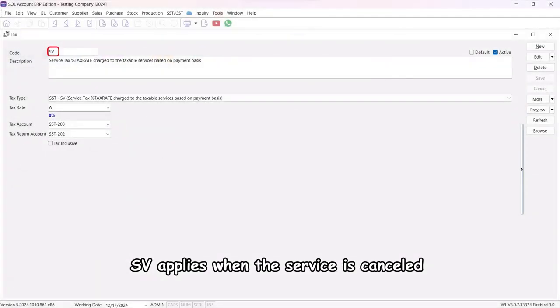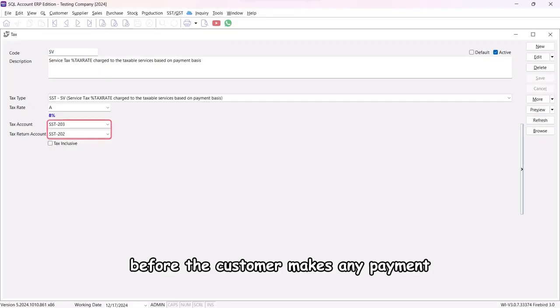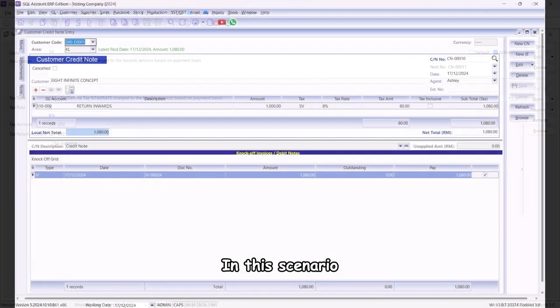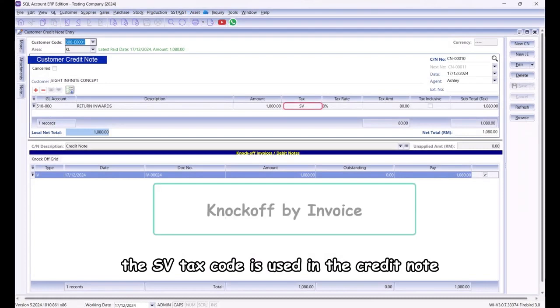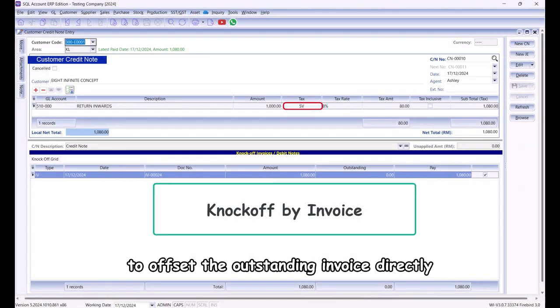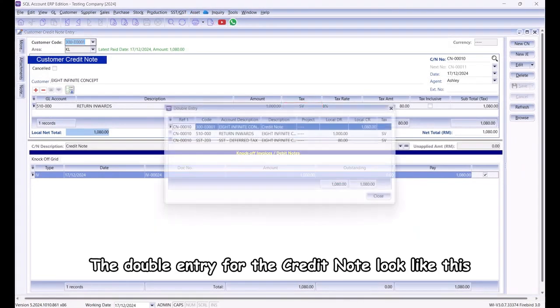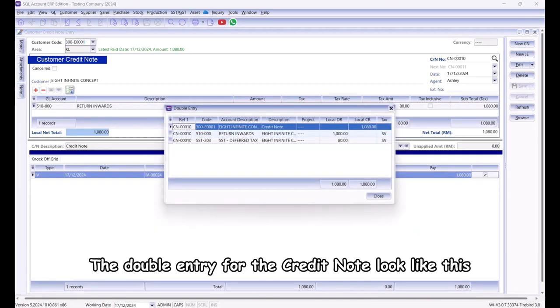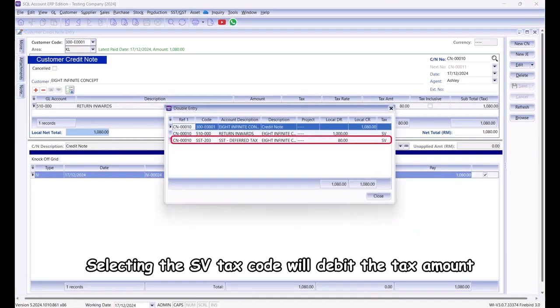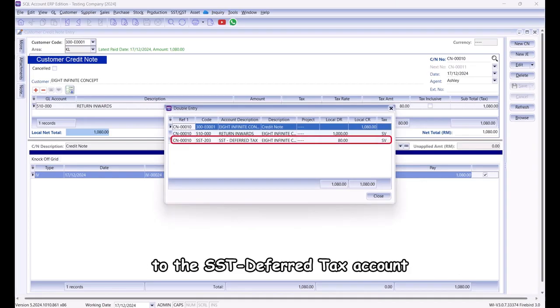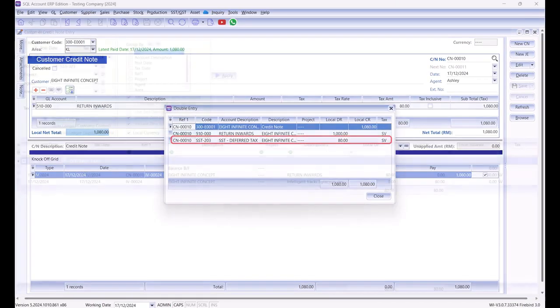SV applies when the service is cancelled before the customer makes any payment, and the invoice has an outstanding balance. In this scenario, the SV tax code is used in the credit note to offset the outstanding invoice directly. The double entry for the credit note looks like this. Selecting the SV tax code will debit the tax amount to the SST deferred tax account.